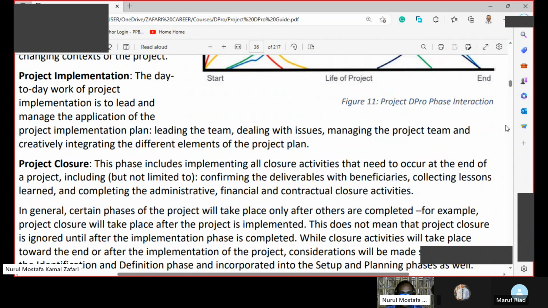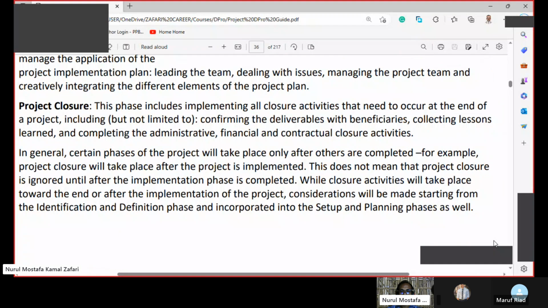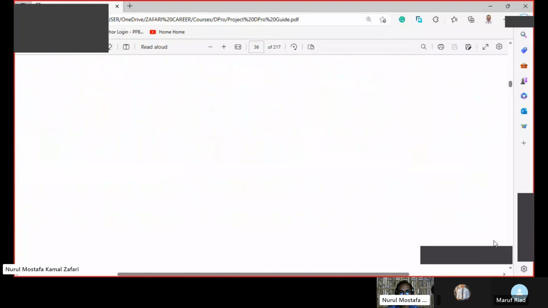So now let us go forward. In general, certain phases of the project will take place only after others are completed. For example, project closure will take place after the project is implemented. This does not mean that project closure is ignored until after the implementation phase is completed. While closure activities will take place toward the end or after the implementation of the project, considerations will be made starting from the identification and definition phase, incorporated into the setup and planning phases as well.